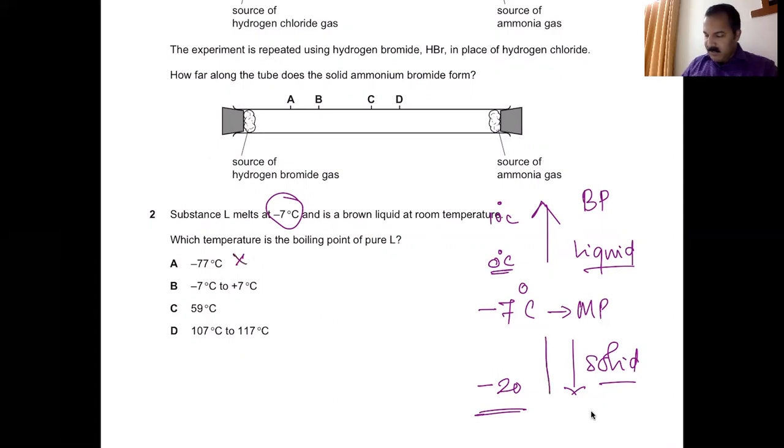No, because it is in the lower range, below minus 7, so it cannot be a boiling point. The boiling point should be above minus 7. Can it be between minus 7 and 7? A boiling point is a fixed temperature, it is not a range. When they say substance in chemistry, it means it's pure. So it cannot be B, and it cannot be D as well, because those two are ranges. The only option with us is C. C should be the correct answer.